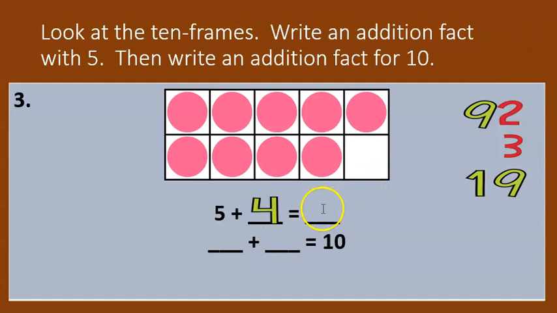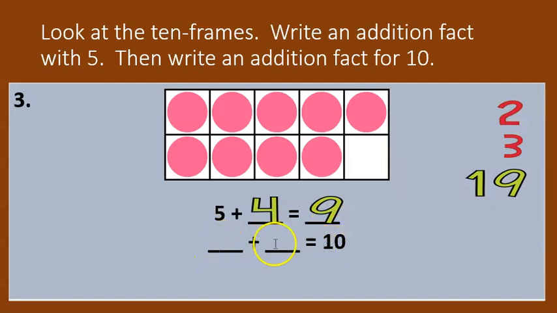Now we need an answer here. We have 5 plus 4 equals blank. To get this answer, we have to count up all the pink circles. Let's count. 1, 2, 3, 4, 5, 6, 7, 8, 9. So boys and girls, our answer here is 9. So we finished this first addition equation. We have 5 plus 4 equals 9. Now we got to come here to this addition fact and get 10, okay?